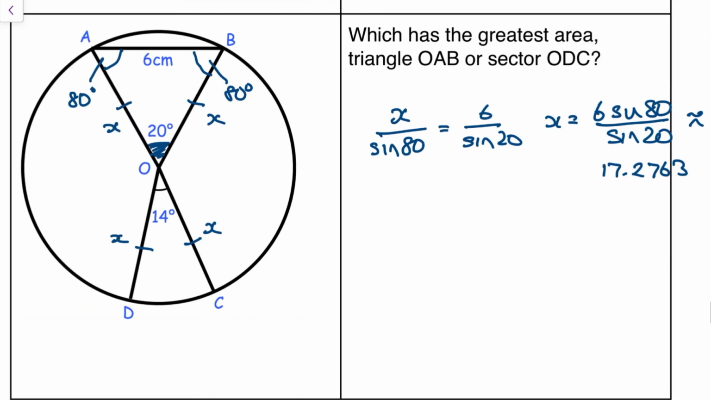Now, what am I trying to do? I need the area of the triangle. So I'm just going to put triangle so it's clear to the examiner what I'm doing, which is going to be a half times 17.2763 times 17.2763, in other words, squared, times by sine of 20.